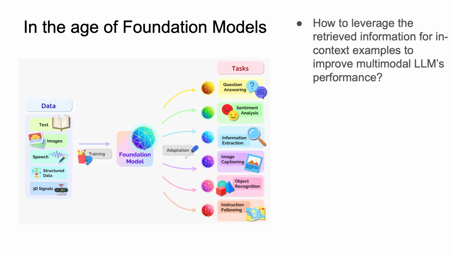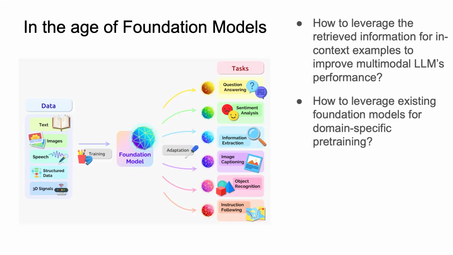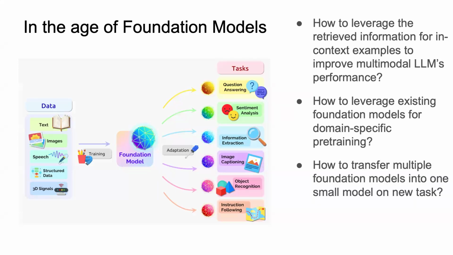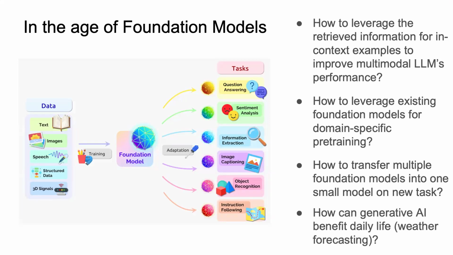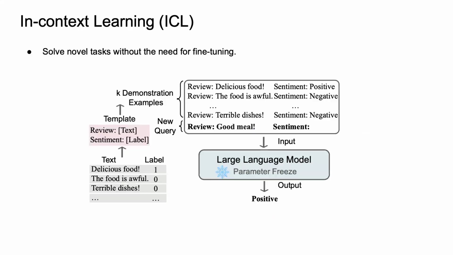Specifically for this talk, we try to answer 4 questions. First, how to leverage retrieved information as in-context examples to improve multimodal LLM performance. Next, how to leverage existing foundation models for domain-specific pre-training. Next, how to transfer multiple foundation models into one small model for efficient deployment. And then, how can generative AI benefit daily life? I will use weather forecasting as an example. For the sake of time, I will only briefly talk about the last topic.